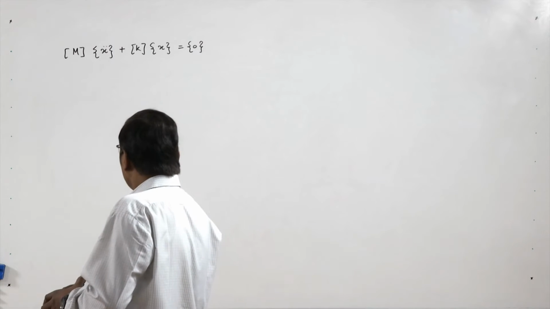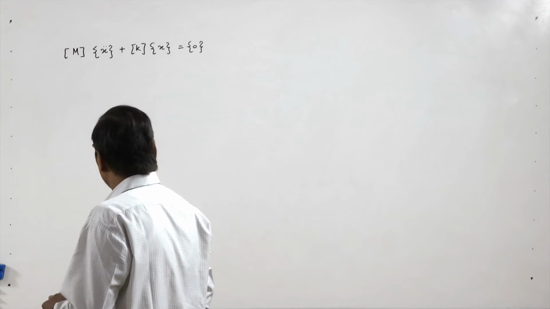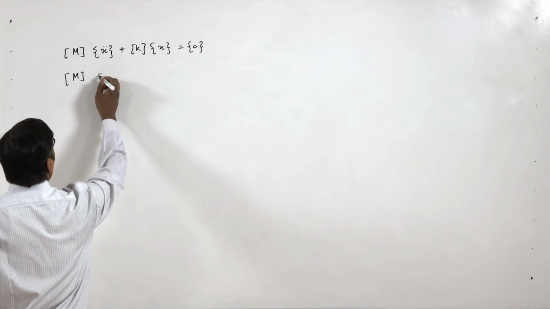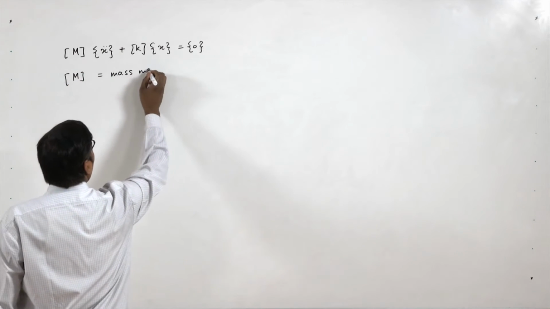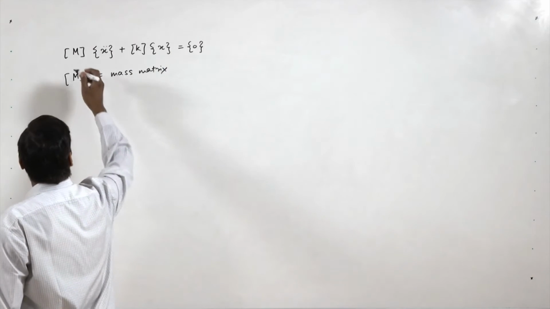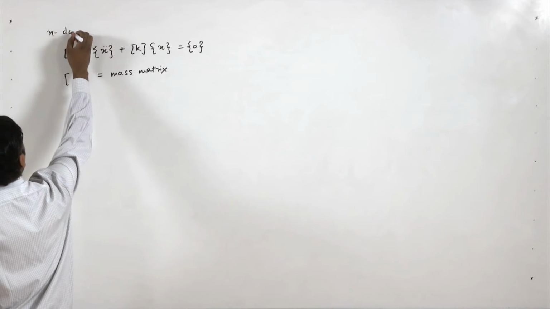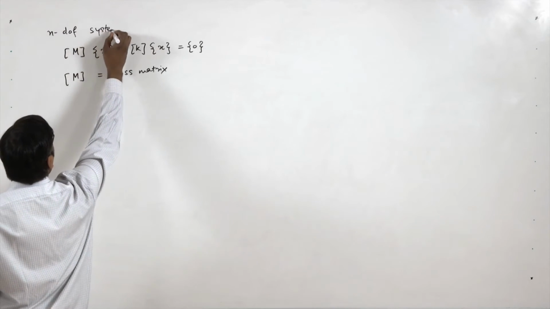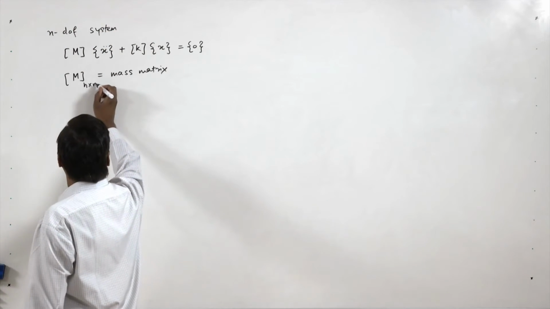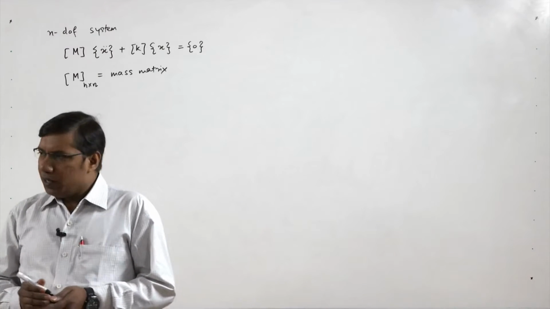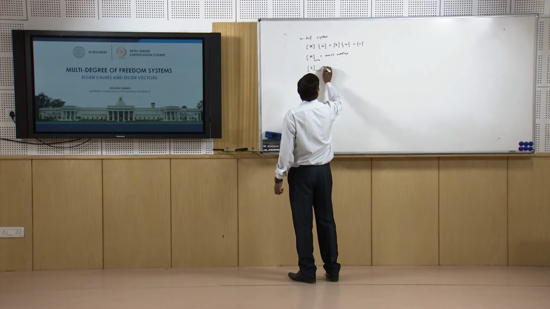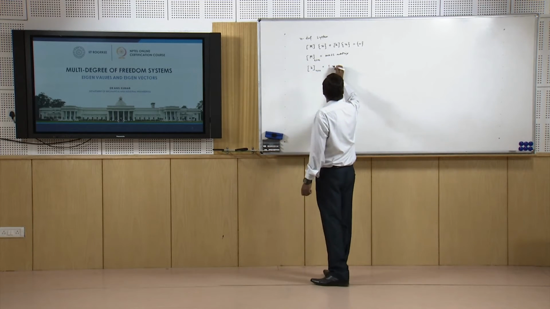So this is the equation for a multi-degree of freedom undamped system. So m x double dot plus k x equal to 0. Here m is a mass matrix, and if it is an n degree of freedom system, so m is an n into n square matrix. Similarly, here k is also an n into n matrix, and that is the stiffness matrix.